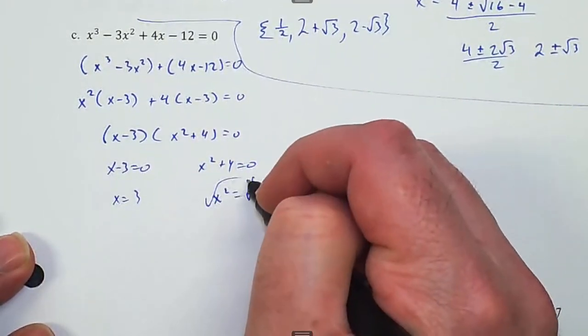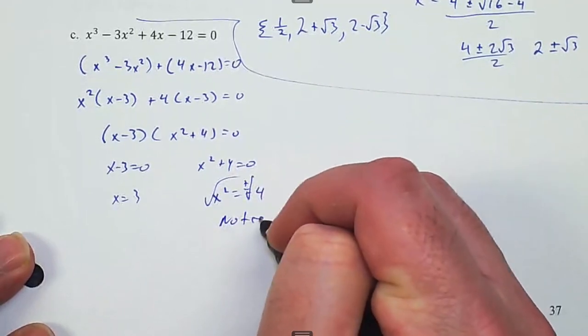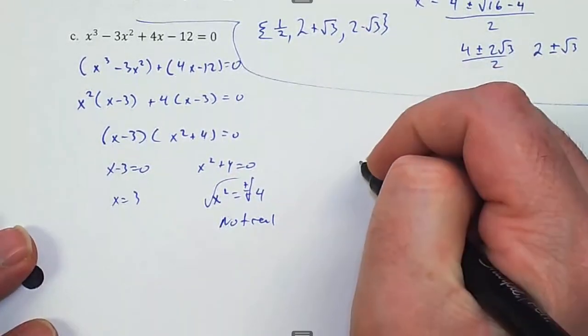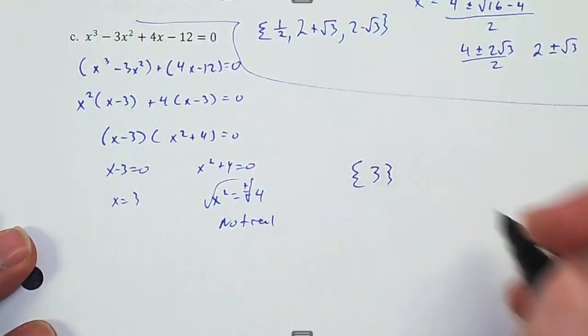Yeah, they're imaginary. Square root of -4, that's not real. And we're not doing imaginary numbers right now. It says real roots in the instructions. So the only solution here is 3.